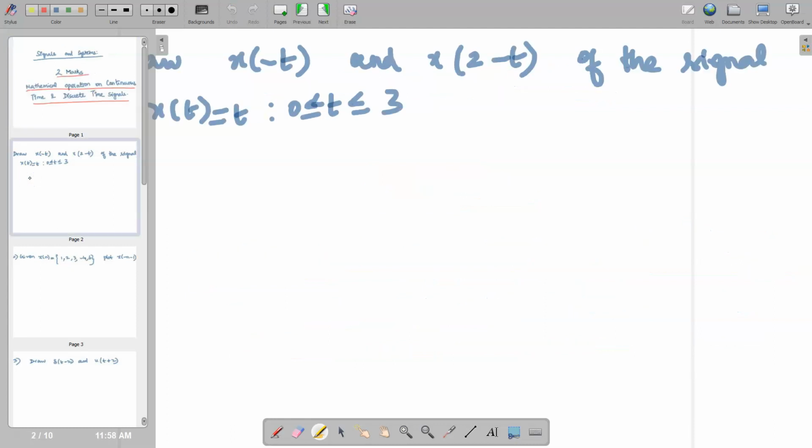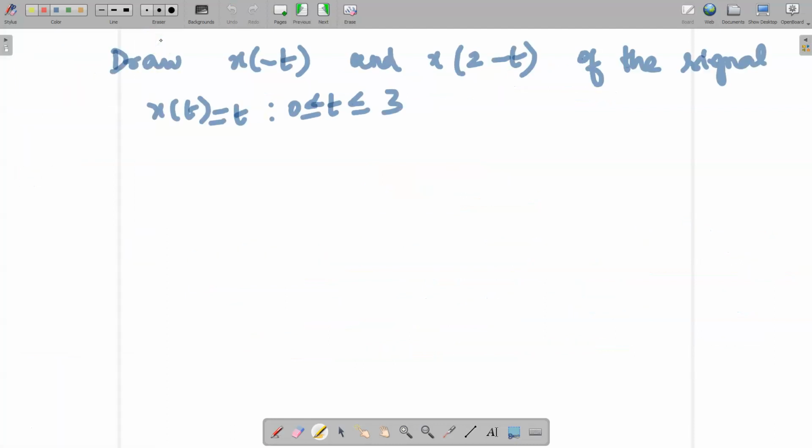So, the first 2 mark question: given is x of t equal to t, and it varies from 0 to 3, and we have to draw x of minus t and x of 2 minus t for the given signal. So, first of all we need to draw what is x of t.